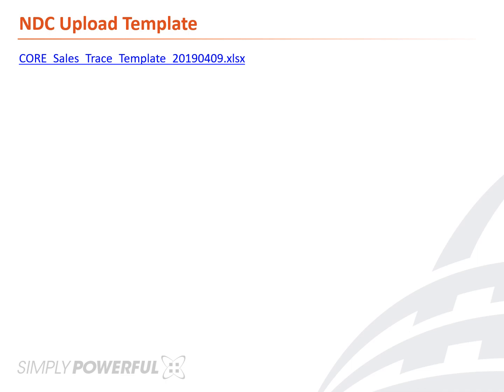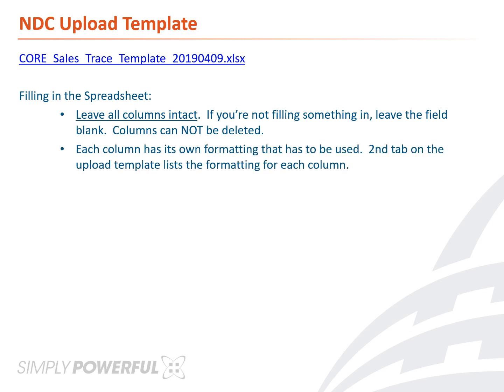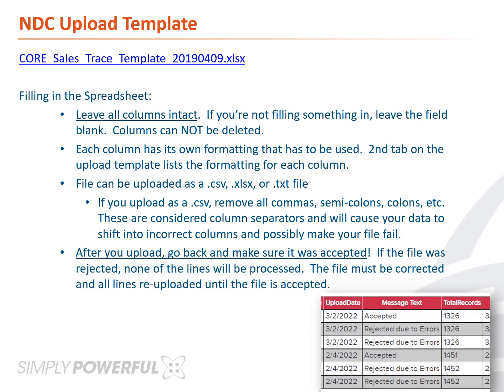Let's talk about your NDC file format. There are a few important things to remember about this report. You must leave all of the columns intact. Each column is formatted appropriately in this linked file. You can save these files as Excel, delimited, or text files. After you upload your file to the NDC member site, make sure your file was accepted. We'll walk you through this step by step.